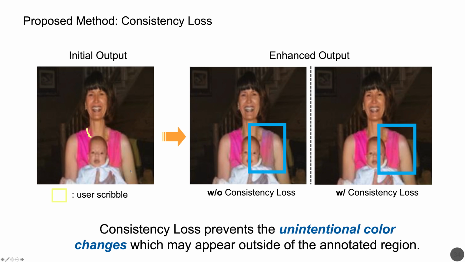However, the model trained with edge enhancing loss may generate unintentional color changes outside of the annotated region, which can further degrade the quality of the colorized output. Therefore, we propose a consistency loss which helps to reduce the unintentional color distortions in the undesired regions.